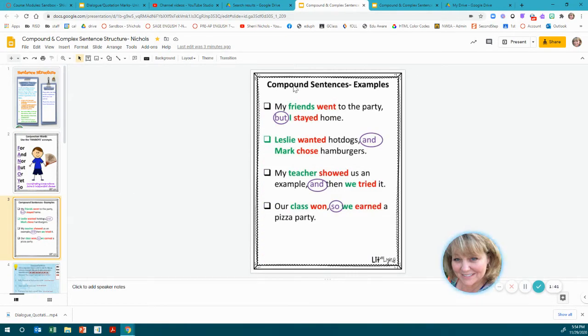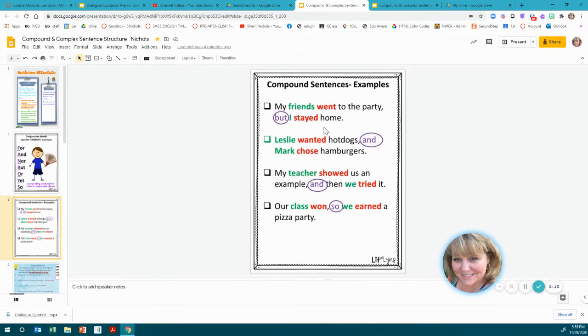The compound sentence example: my friends went to the party, comma, but I stayed home. So my friends went to the party is a sentence all on its own. I could stop there. It has a subject, my friends, and it has the verb went. We have to the party, which is a prepositional phrase. We have a complete thought. But we didn't want to make it so simple. We made it a compound sentence.